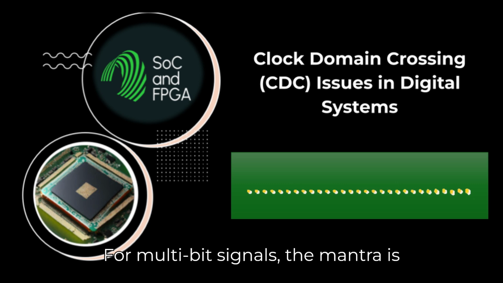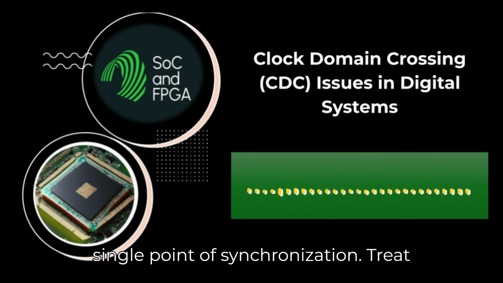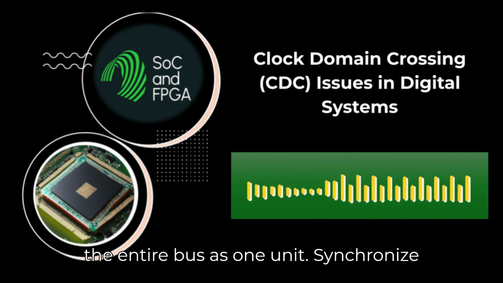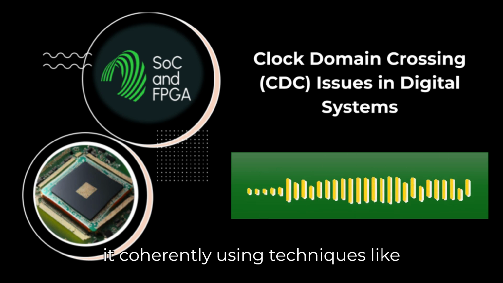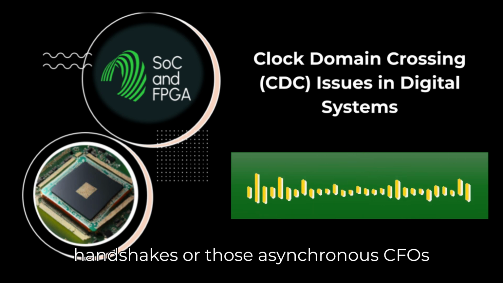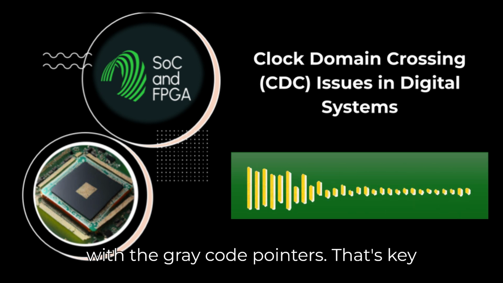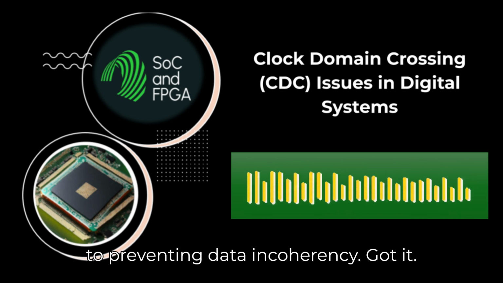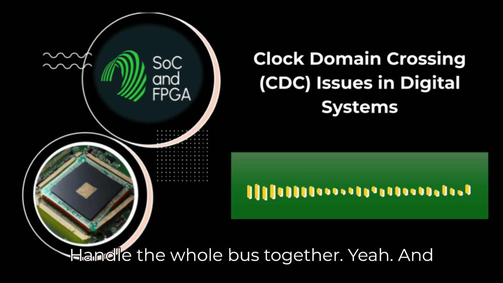Okay. For multi-bit signals, the mantra is single point of synchronization. Treat the entire bus as one unit. Synchronize it coherently using techniques like handshakes or those asynchronous FIFOs with the gray code pointers. That's key to preventing data incoherency. Got it. Handle the whole bus together.